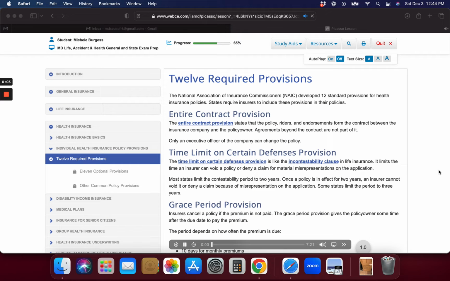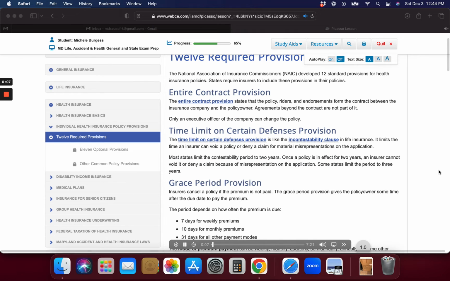The National Association of Insurance Commissioners, NAIC, developed 12 standard provisions for health insurance policies. States require insurers to include these provisions in their policies.